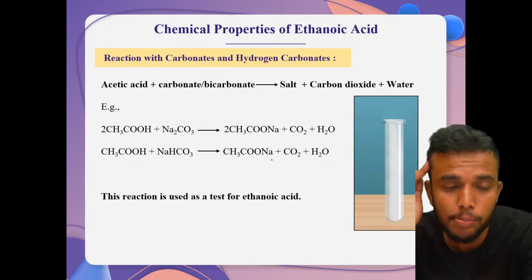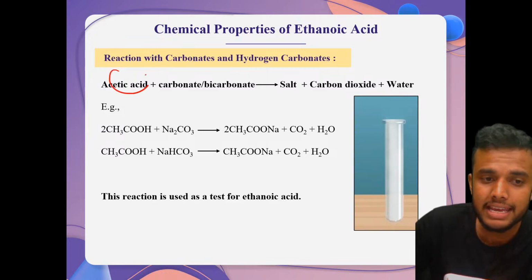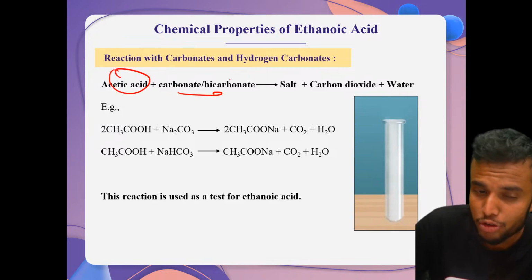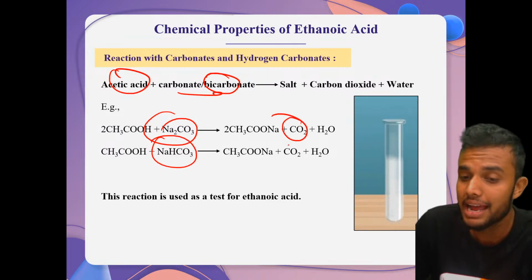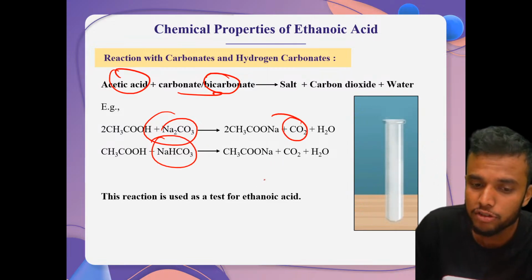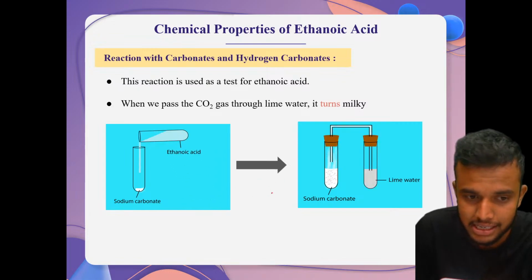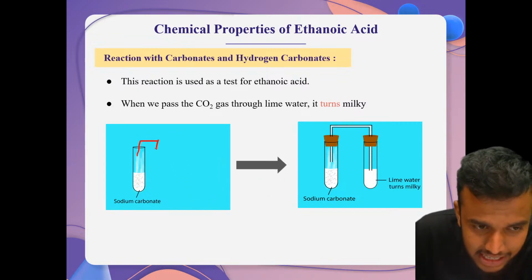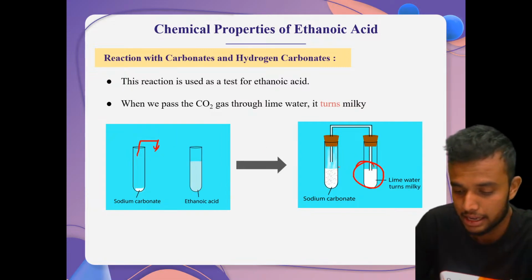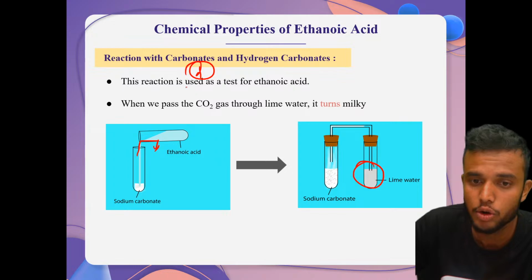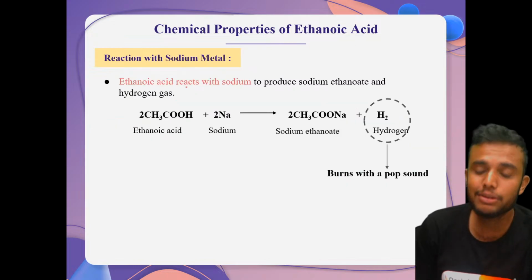Then the chemical properties, first one. Whenever acetic acid is reacted with carbonates or bicarbonates, like sodium carbonate or sodium bicarbonate, it releases carbon dioxide. How can we confirm this one? This is used to test ethanoic acid. Pass the released carbon dioxide gas into lime water. What happens? The lime water turns milky. This is a confirmation test for ethanoic acid. Okay, my dear students. Next one.